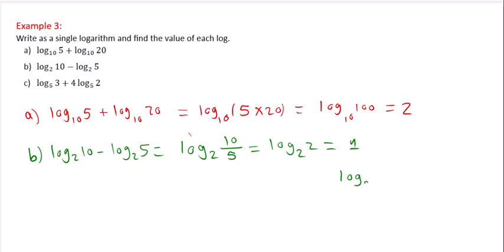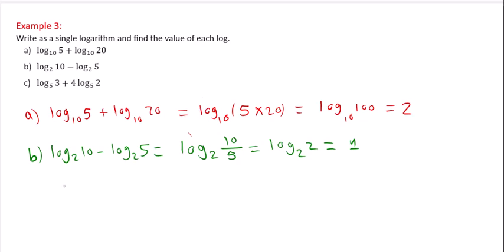So here log to base 2 of 2 equals x. And let's convert it into exponential form. So 2 to the power x equals 2, and x equals 1. So the value of this logarithm simply equals 1. And now let's go to the third one, and it's a little bit tricky.